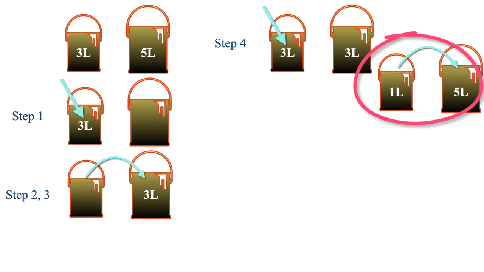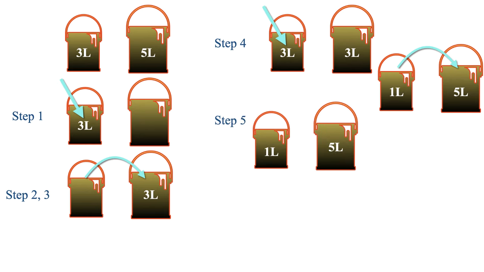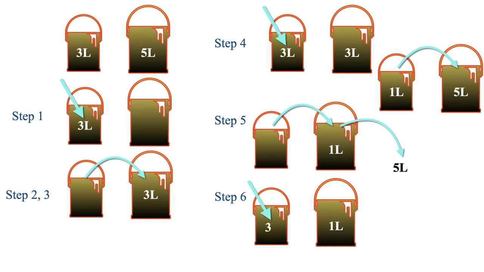If the bucket was full, that means the remaining water in the 3 liters bucket is 1 liter. In step 5, pour that 5 liters of water down and fill it with the 1 liter of water which remained in the 3 liters bucket. In the next step, again fill the 3 liters bucket and pour it into the 5 liters bucket. Now the result will be 4 liters of water in the 5 liters bucket.